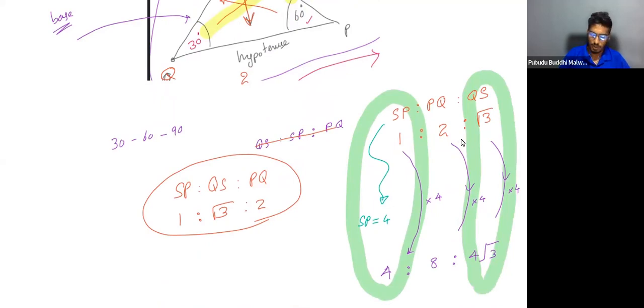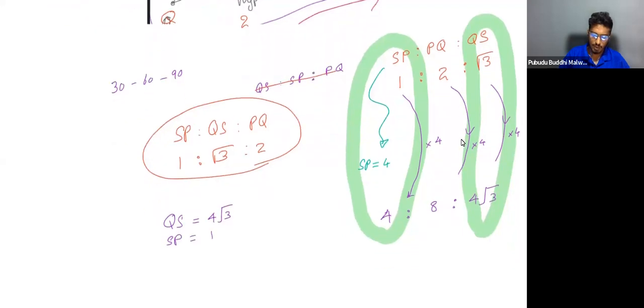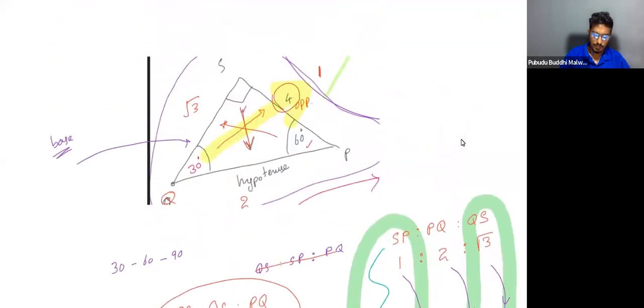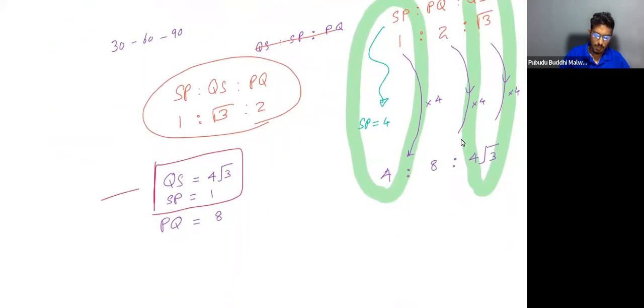So we found QS, 4 square root of 3, SP equals 1. If you want to, you can write PQ also, that's 8. So basically we need these two lengths because QS is the base and SP is the height. So SP equals 4, not 1 here.